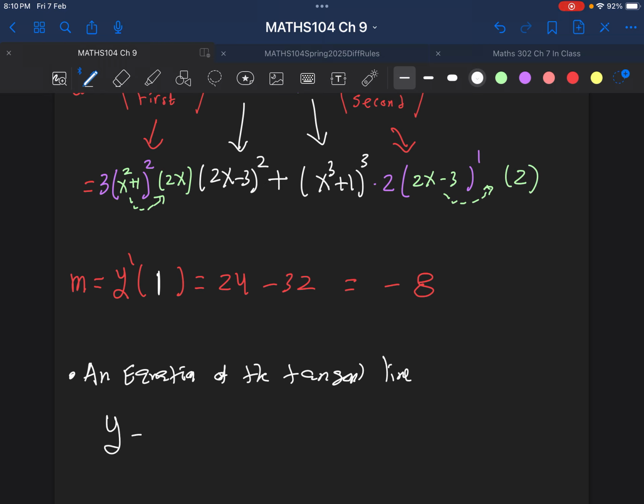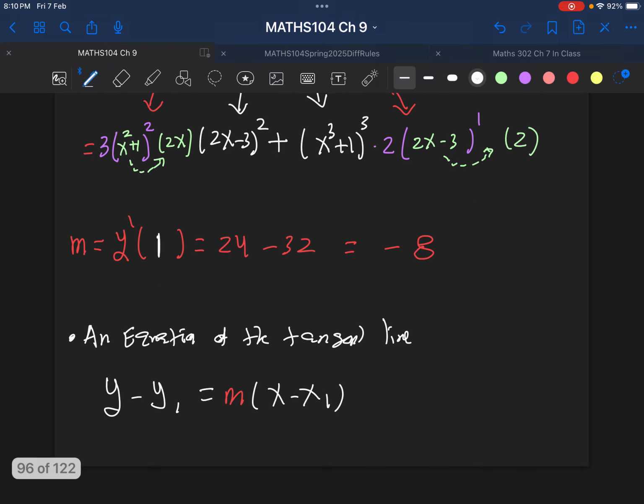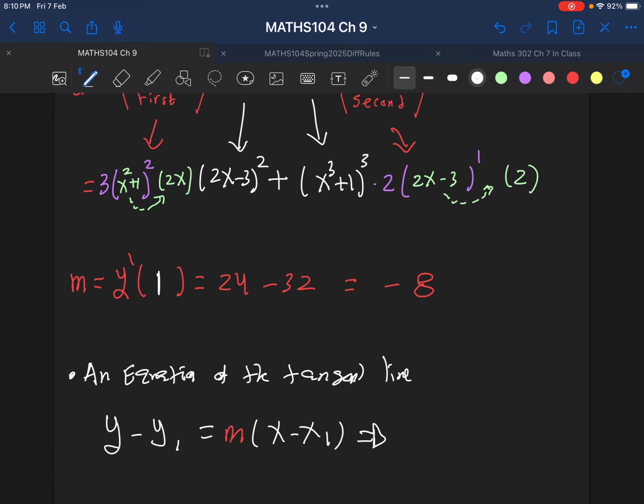And what's the equation of the tangent line? It is y minus y1 equal m, which is the slope we just found, x minus x1. So finally, it is y minus 8 equal negative 8 times x minus 1. Of course, we can take negative 8 inside, so we will get y minus 8 equal negative 8x plus 8.